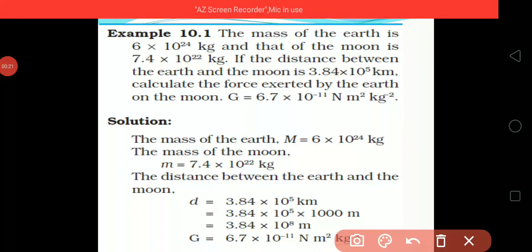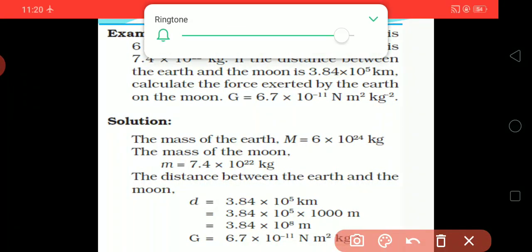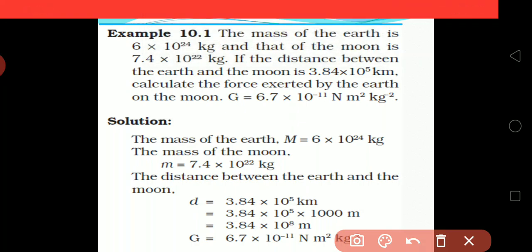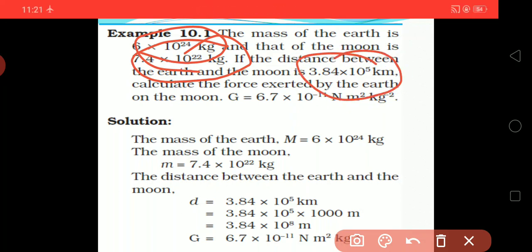Example 10.1. The mass of the Earth is 6 into 10 raised to 24 kg. Here you have given that the mass of the Earth is 6 into 10 raised to 24 kg. And in the same way, the mass of the moon is 7.4 into 10 raised to 22 kg. The distance between the Earth and the moon is 3.84 into 10 raised to 5 kilometer. So here you can see that the distance is also given.